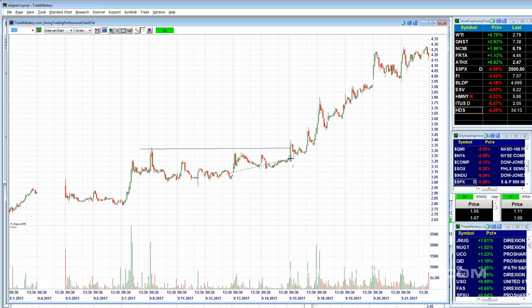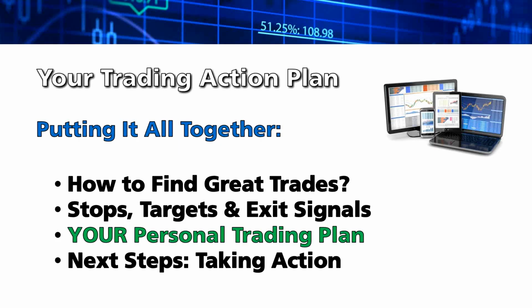And it has an acceleration ramp, right? A steady uptrend that leads to a 45-degree angle breakout that's likely to attract new buyers like me. You want charts that are strong enough and consistent enough to attract professional traders. It's how to find great trades. I've given you a lot of good pointers to get you started. I hope that you start developing a thoughtful plan with stops, targets, exit signals, a personal trading plan, and take action to make it work for you.